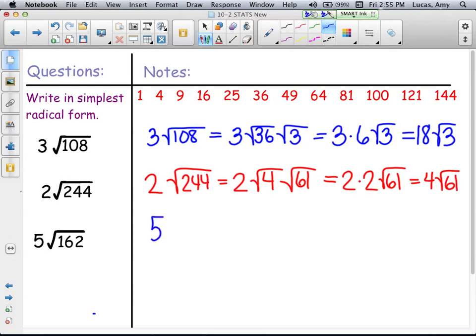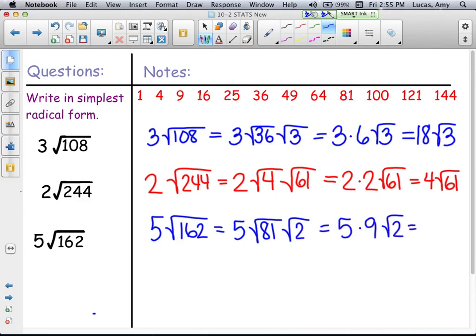And the last one, 5 times the square root of 162. 162 would be 81 times 2. So the square root of 81 is 9. 5 times 9 is 45. So 45 times the square root of 2. So that is simplifying radicals and keeping your answer in simplest radical form.